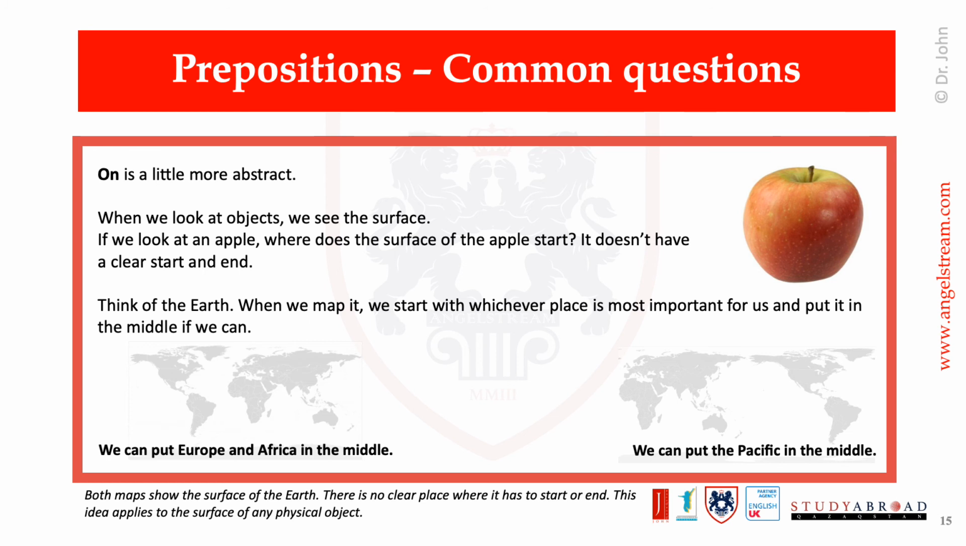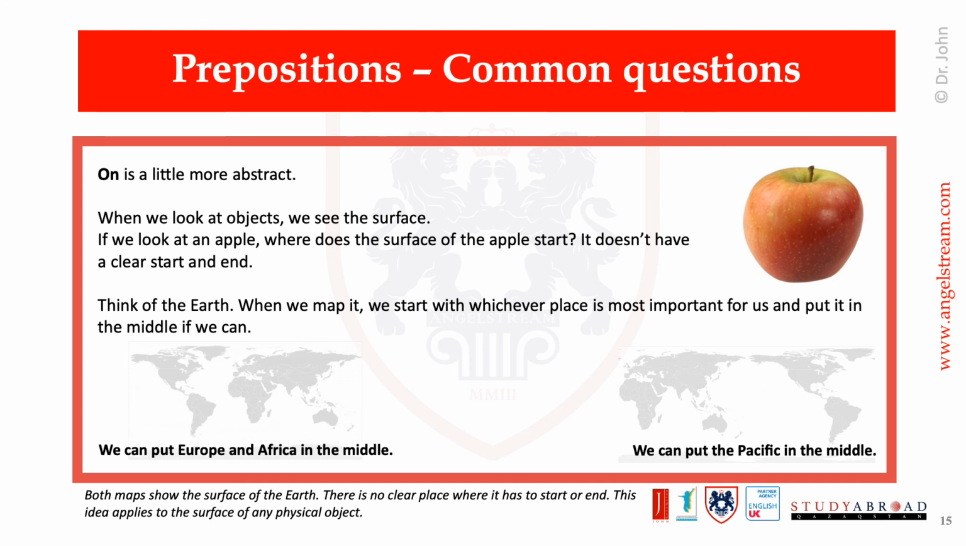Let's take another example. Before us, we have a map of Earth. We know that Earth is round, and the map is actually a kind of sphere, a globe. And when you open it, it comes in the form of paper, a sheet, a rectangle. In this picture, we have Europe and Africa. Africa is here, and this is Europe. So they are somewhere in the middle. And then we have the same map, but with the Pacific in the middle. Both maps show the surface of the Earth.